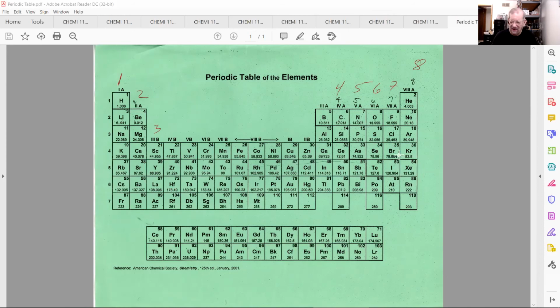Next was bromine, Br. Look on top, and you see the Roman numeral VII, which is also the numeric number 7. So bromine has 7 valence electrons. And finally, if we look at sodium, Na, look at the top, and it's 1. And that's how you do valence electrons. And that's everything that was covered on test number 1.